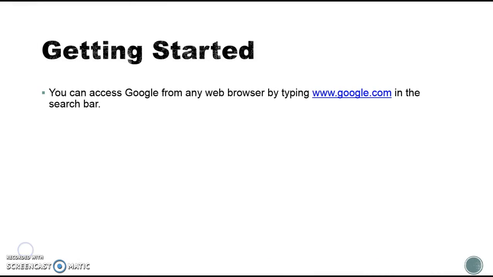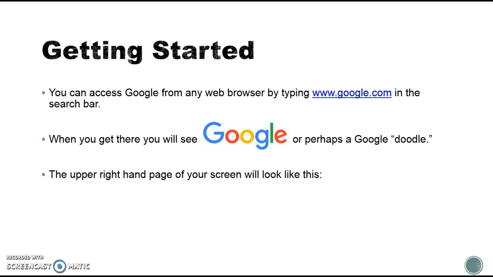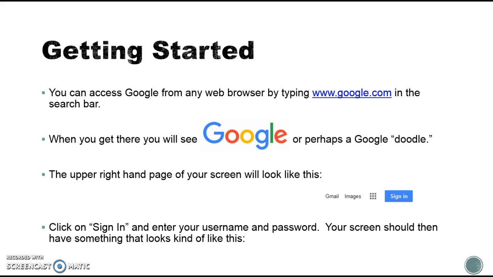So getting started. You can access Google from any web browser by typing www.google.com in the search bar. When you get there, you will see the Google logo, or perhaps a Google Doodle. The upper right hand of your screen will look like this. Click on Sign In and enter your username and password. Your screen should then have something that looks kind of like this.